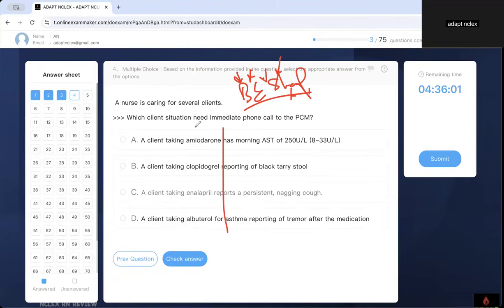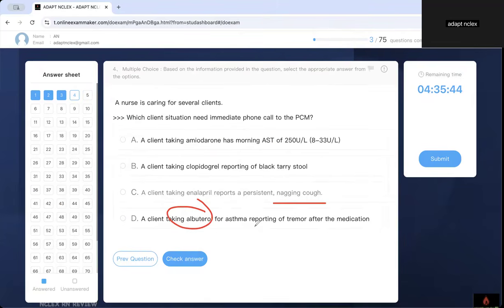A client is taking amiodarone, okay? And it has a morning AST of 250. I give you the range. It's taking clopidogrel, dark black stool, right? And enalapril. What is the problem? Nagging cough. Albuterol, I give you for your asthma, and you have tremor. Be sharp, not expected. Which one would you pick? Put down your answer in the comments. Stop the video, and then put your answer in the comment.